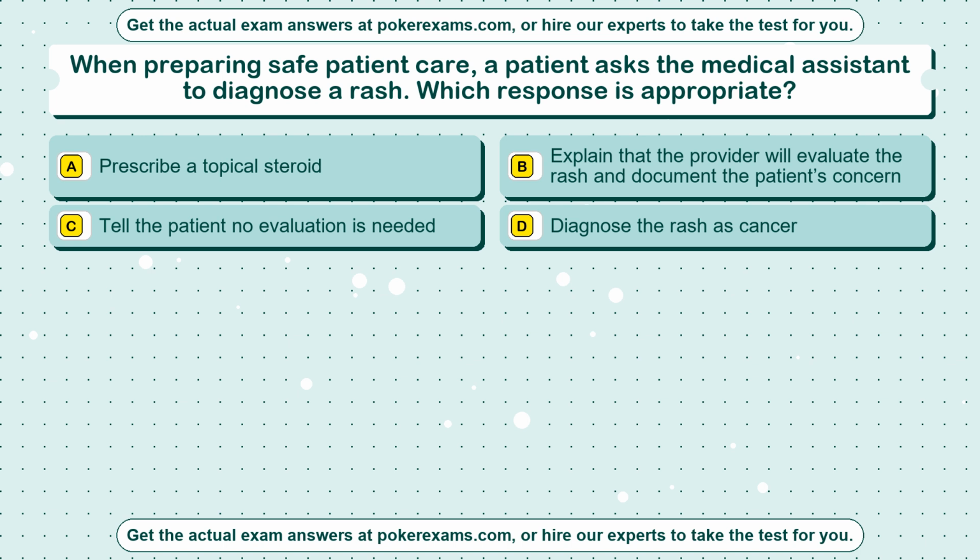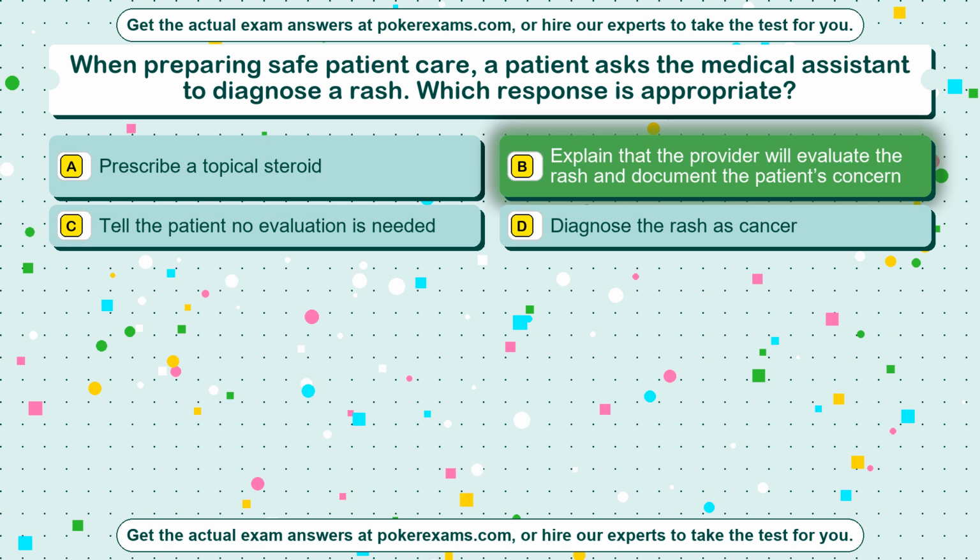Option B, explain that the provider will evaluate the rash and document the patient's concern. Option C, tell the patient no evaluation is needed. Option D, diagnose the rash as cancer. The correct answer is option B, explain that the provider will evaluate the rash and document the patient's concern.